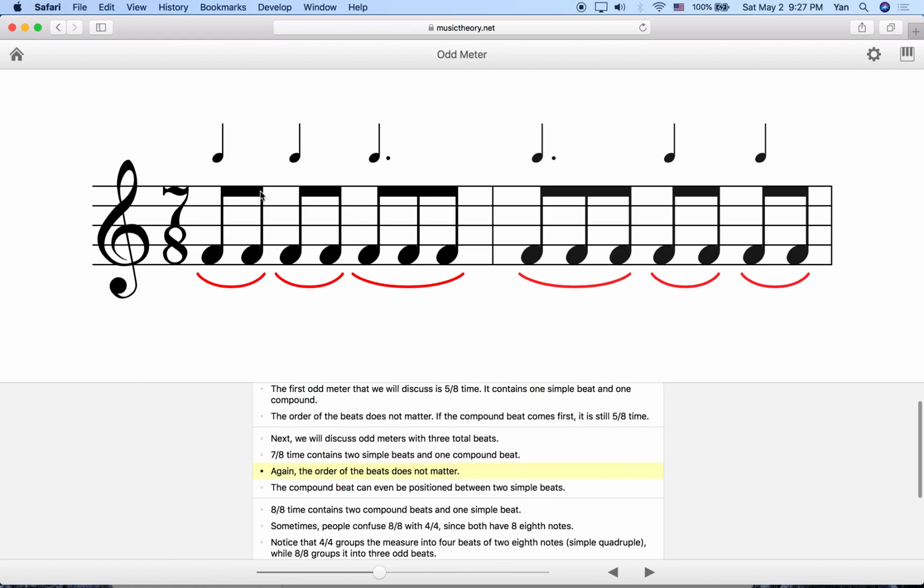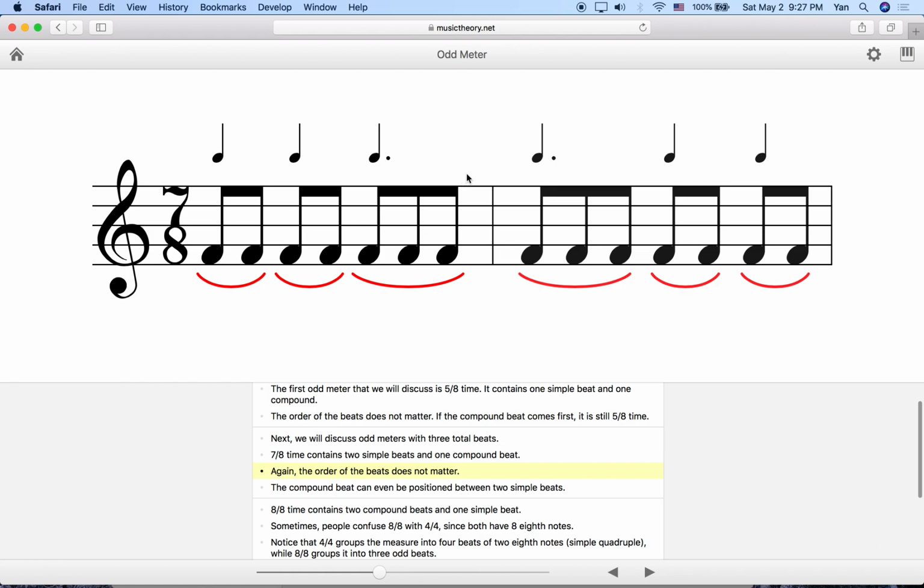And I also want to point something out. I want you guys to notice that in this case, the eighth note flags are being connected to form the actual beat grouping. So in this case, in the simple beat, we have 2 eighth notes connected. Another simple beat, we have 2 eighth notes connected. But then for the compound beat, we have 3 eighth notes connected. The flags are connecting the beams into a single grouping.